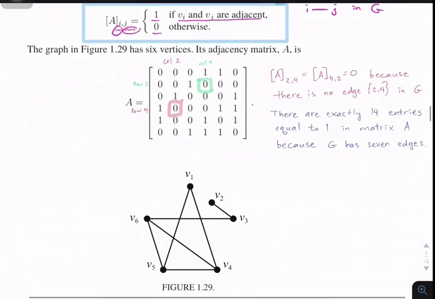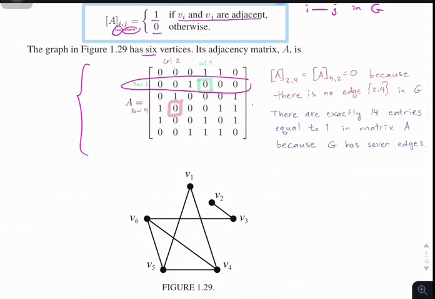So in this example, I have a graph with 6 vertices, and this is the adjacency matrix. For example, if we look at row number 2 and column number 4, we see that the entry here is 0, and that is because there's no edge 2, 4 in the graph. And this matrix is symmetric in the sense that here you can swap the row and column, and the entry would be the same. And in this graph, there are 7 edges, and you can check that in the adjacency matrix, there are exactly 14 entries which are equal to 1.